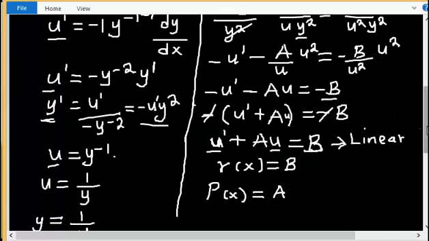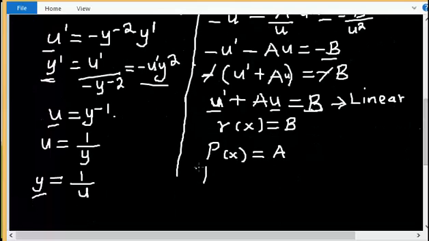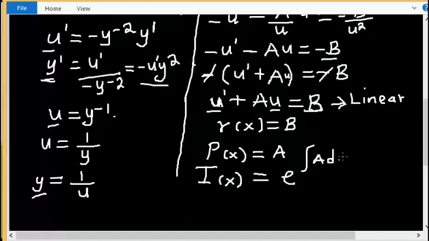So don't forget that I still need my integrating factor for me to be able to do this. Integrating factor becomes the exponent of the integral of p of x. So that's the integral of a with respect to x. Now a in this case is a constant, so if I integrate a with respect to x, you know that when you integrate a constant, what you have is that constant multiplied by x. So that is my integrating factor. So I can now go to the general solution.